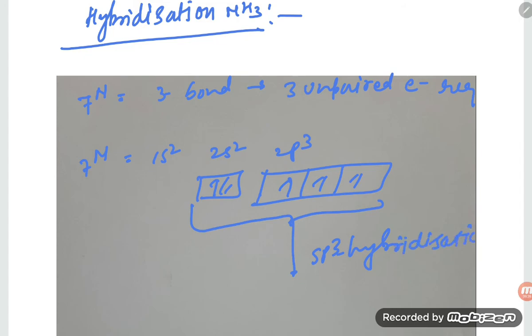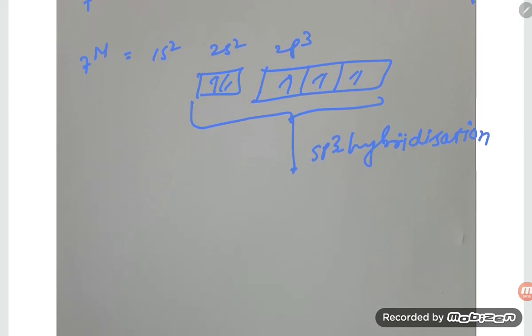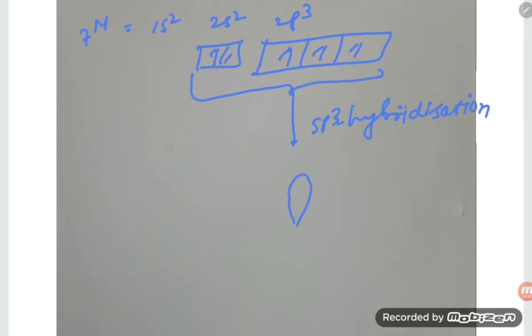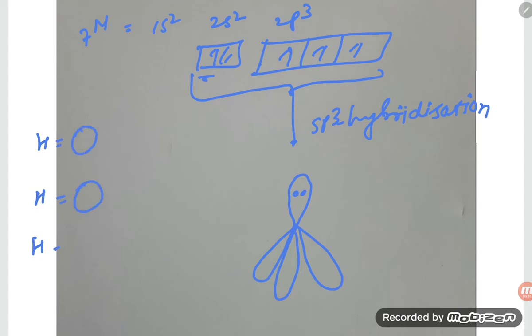If it undergoes sp3 hybridization, what shape will it form, student? It will be like that, and these 4 new orbitals form. In one orbital there is a lone pair electron, and 3 hydrogen atoms are there in NH3. They each have an s orbital. So this s orbital will be overlapping here, and overlapping here.